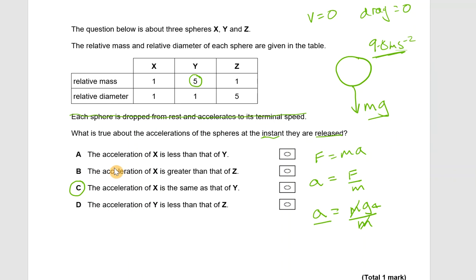So let's have a look at the answers. The acceleration of X is less than Y. No, they're all going to accelerate at the same rate. The acceleration of X is greater. No, the acceleration of X is the same as Y. Yes, answer C.